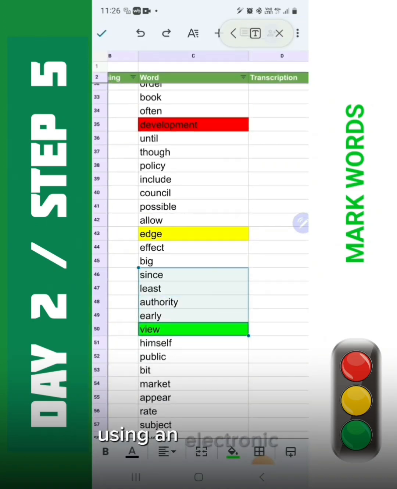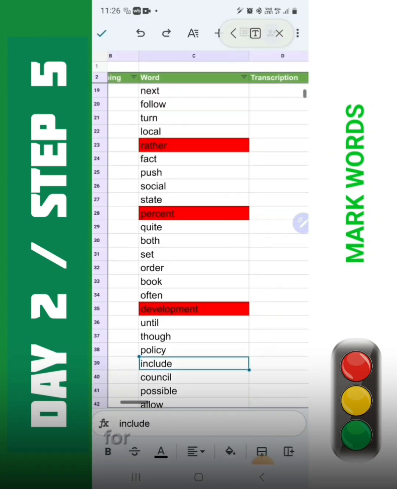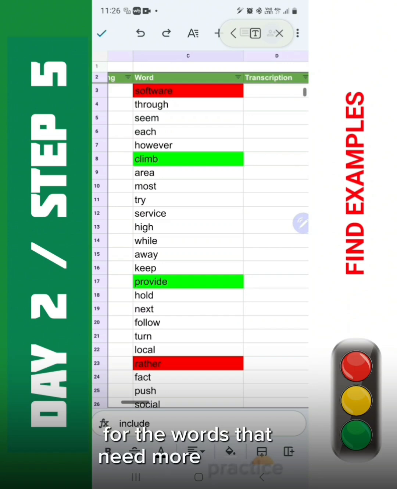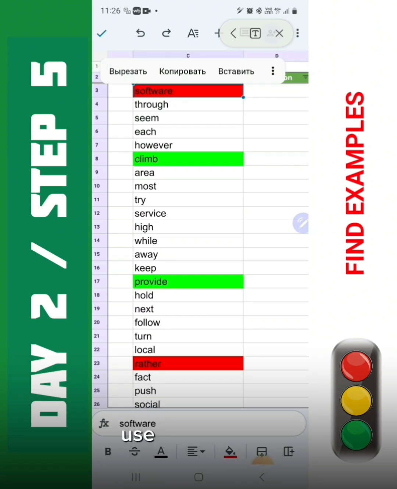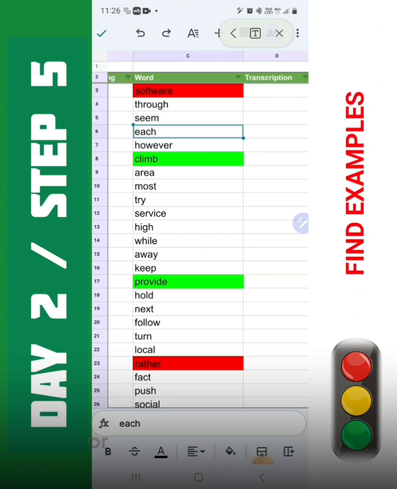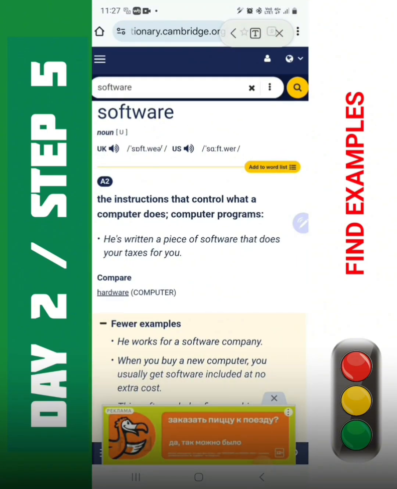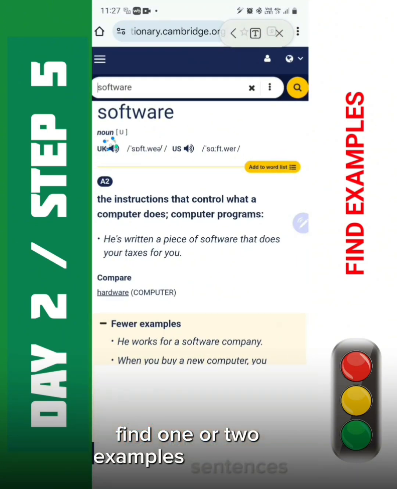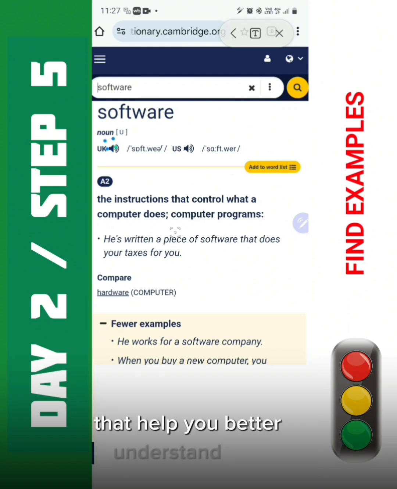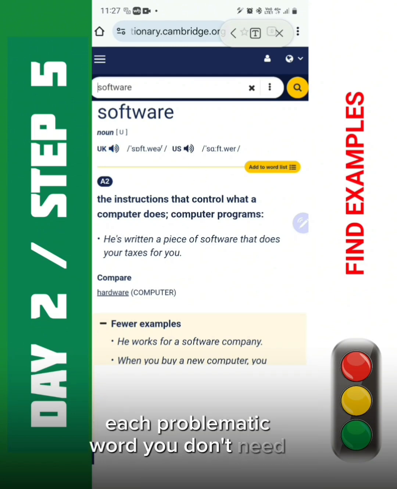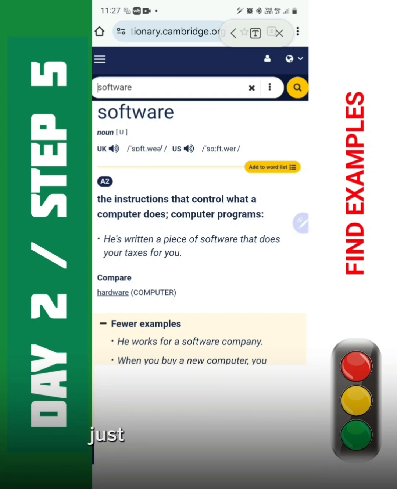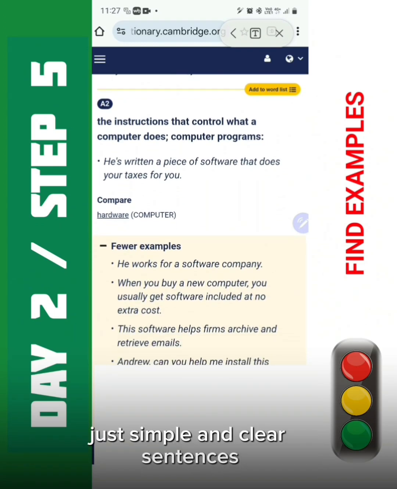Using an electronic dictionary. For the words that need more practice, use an electronic dictionary or artificial intelligence applications. Find one or two example sentences that help you better understand and remember each problematic word. You don't need a lot of examples, just simple and clear sentences.